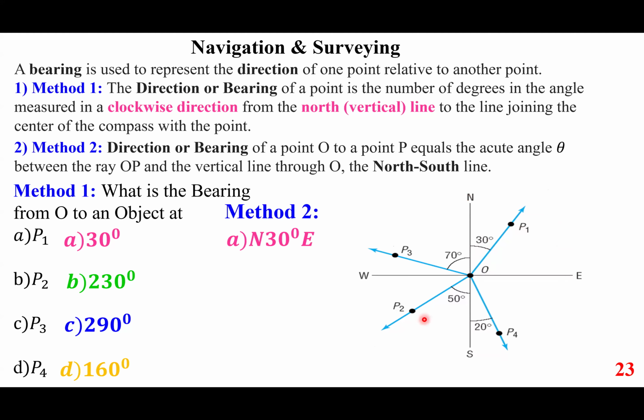What about P2? Is it closer to north or south? It's closer to south, so you have to start with south. What is this angle? 50 degrees. So you first mention either N or S, then the angle: south 50 degrees. If we are going to the left, that means west. What about P3? Closest to north or south? North. So you mention north, the angle 70 degrees, and to the left of it is west.